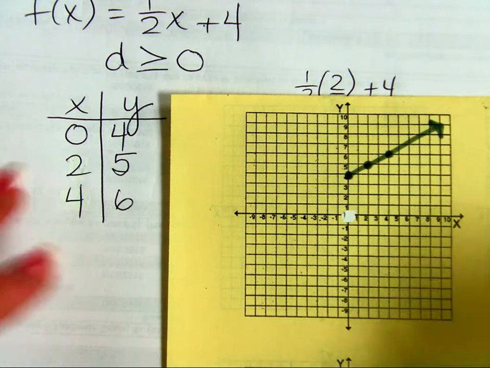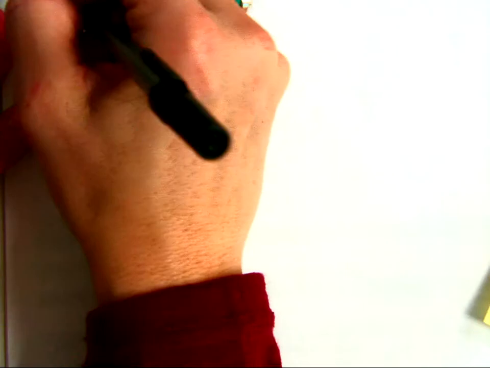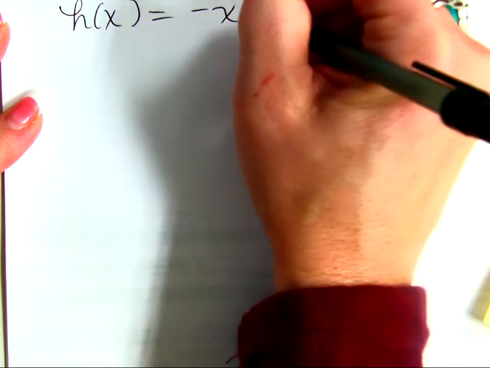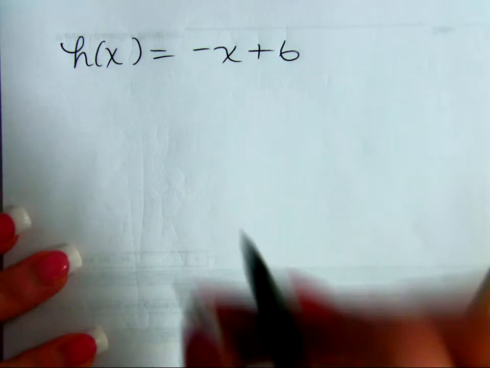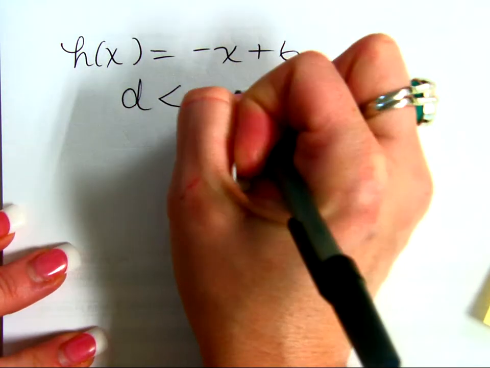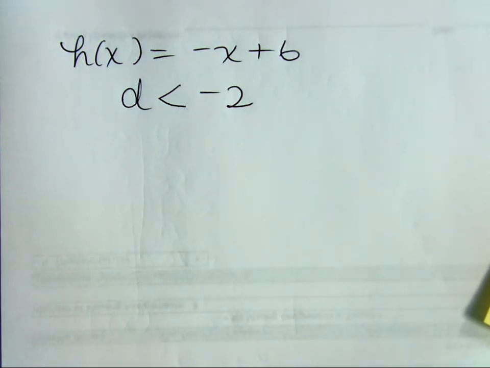Okay, so let's do another one then. This one is a little trickier. How about we do h of x is equal to -x plus 6. Okay? And this time I want the domain less than -2. So I want to kind of see because there's something here that you got to be kind of a little careful of.